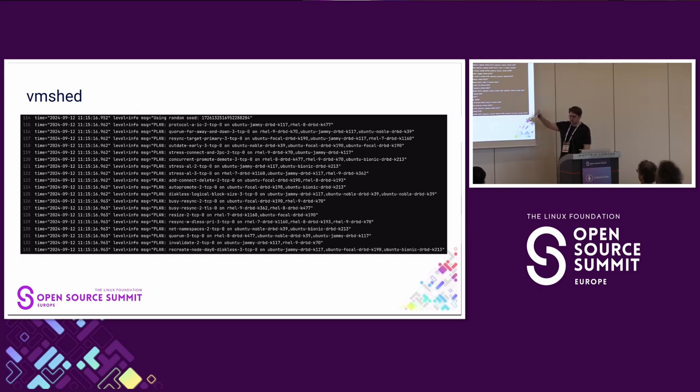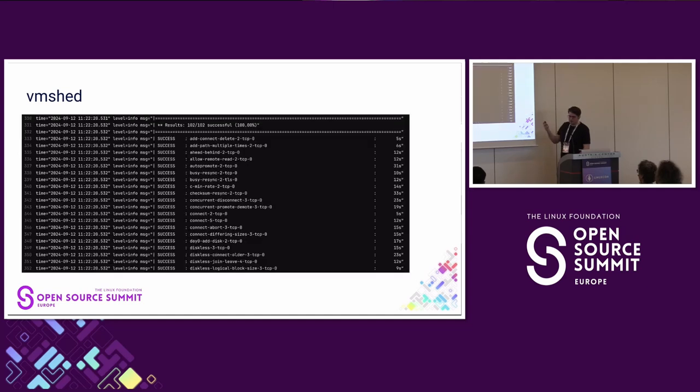And then it just does all the permutations of the tests. And in the end, it displays the results in a table. For the DRBD test suite, that's 102 tests and how long it took.